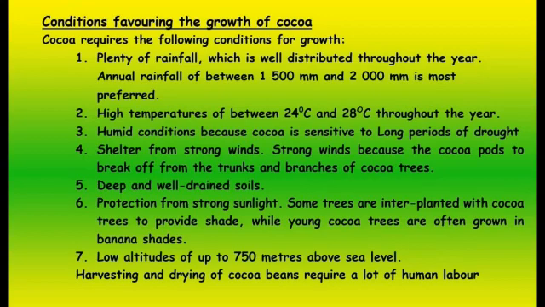There should be shelter from strong winds because when disturbed or when the cocoa trees are shaken, the pods will fall off prematurely. Then the soil must be deep and well-drained soil. There should be protection from strong winds, and therefore intercropping with other trees will help, especially when the cocoa tree is young.